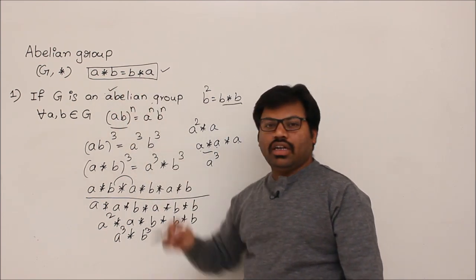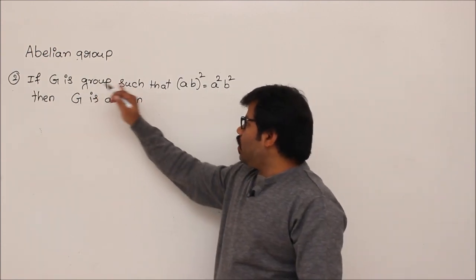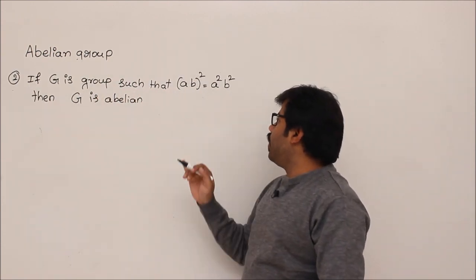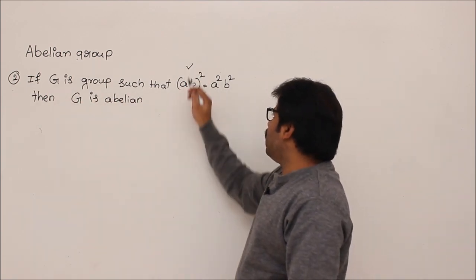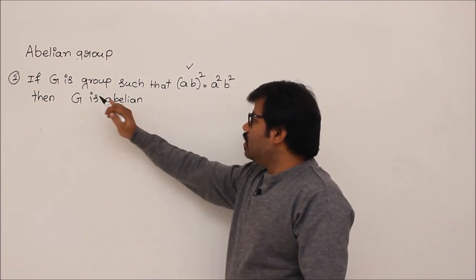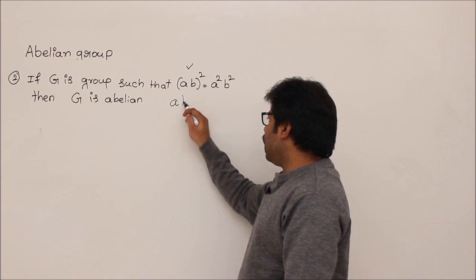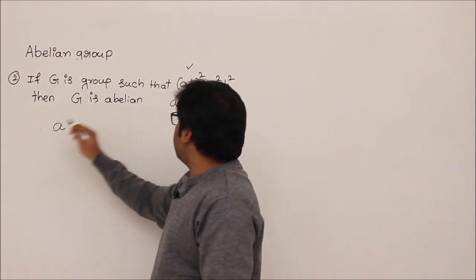This is done. Now we will see the second one. Okay. Now we'll see one more example. If G is a group such that (AB) whole square equals A square B square, then G is abelian. So here the given thing is (AB) power 2 equals A power 2 B power 2. To be proved is G is abelian. That means our target is AB equals BA. Let us do that. Let us take that one first.